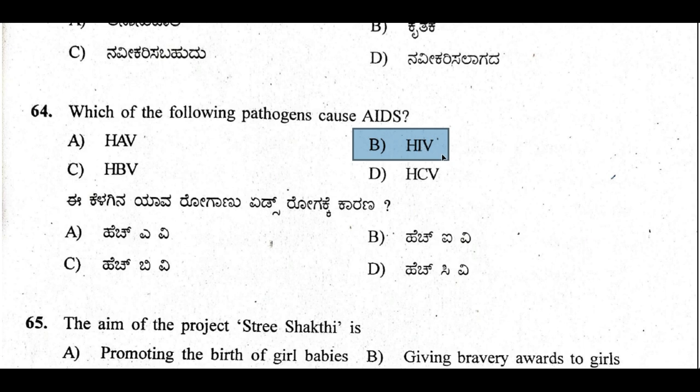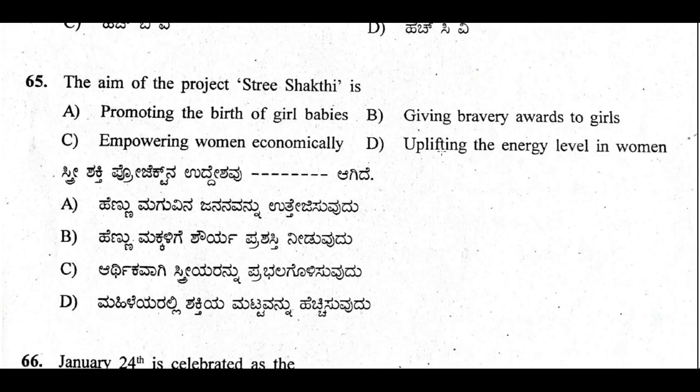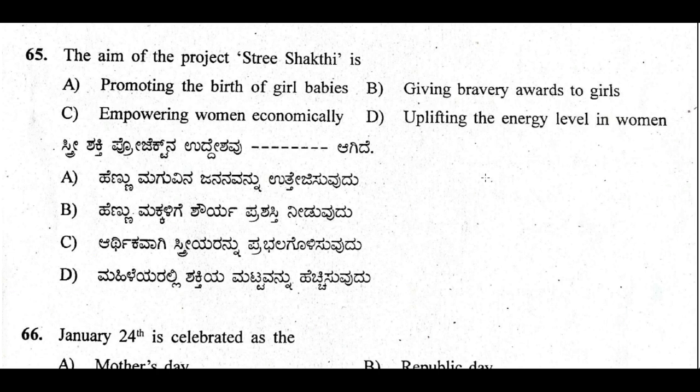Question number 65, the main aim of the project Shri Shakti is, option A, to promote the birth of girl babies. Option B, giving bravery award to girls. Or is it C, empowering women economically. Or is it D, uplifting the energy level in women. The main aim of the project Shri Shakti.